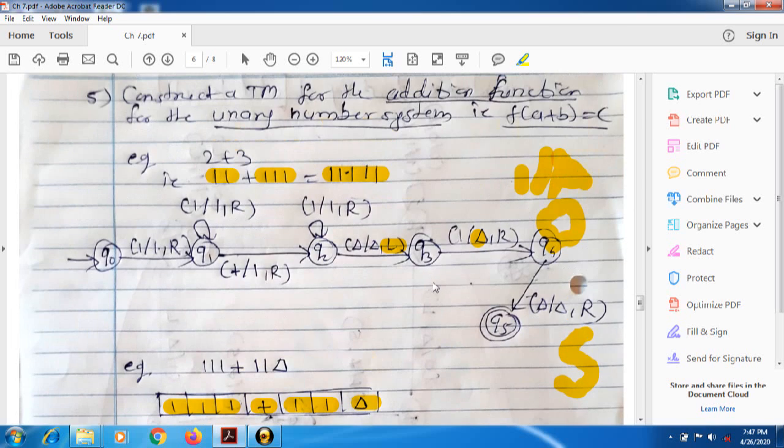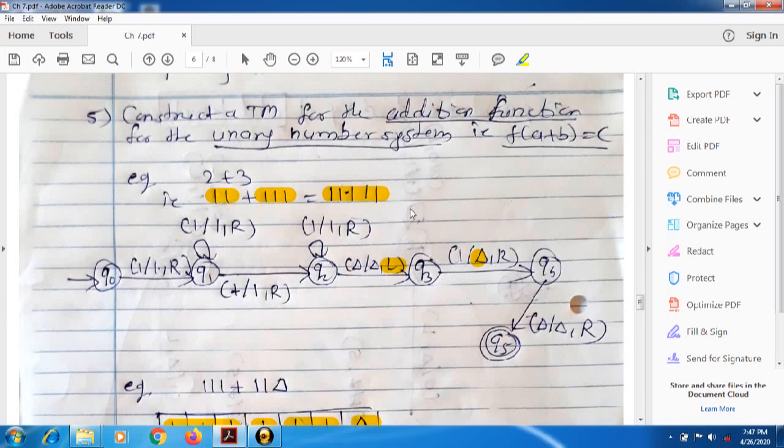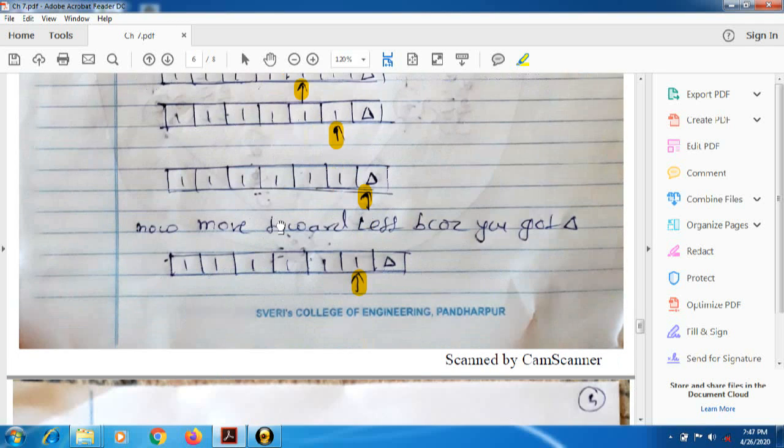So this is one example of an addition function. Okay, so you can make it a final state also, because after doing this you will stop in that state only, so you can make it a final state. There are different options available, so according to your logic you can design it, no problem.